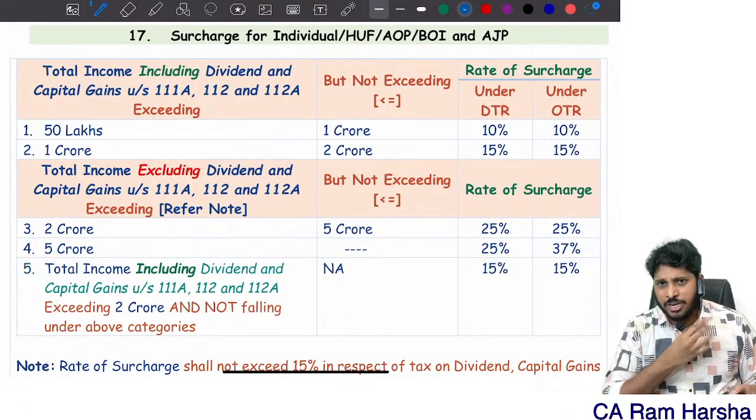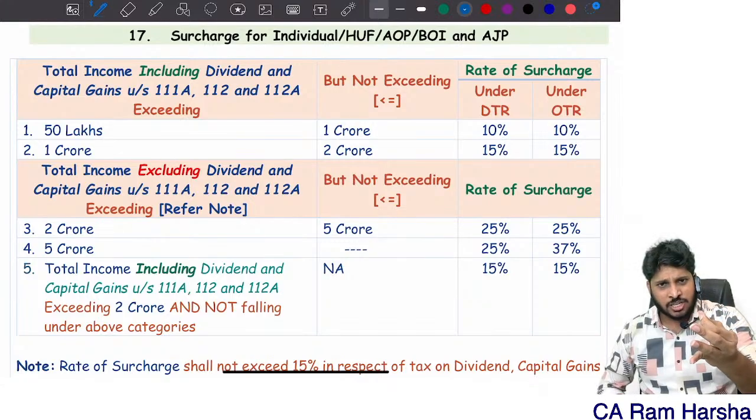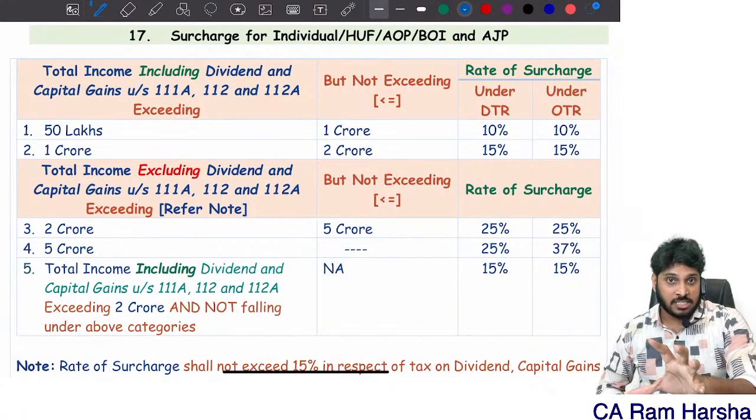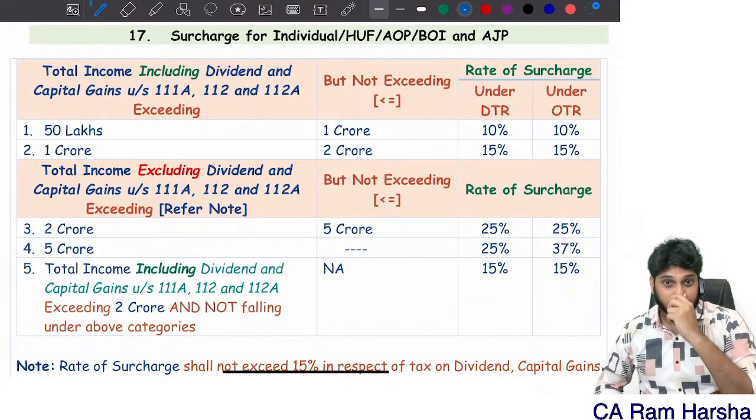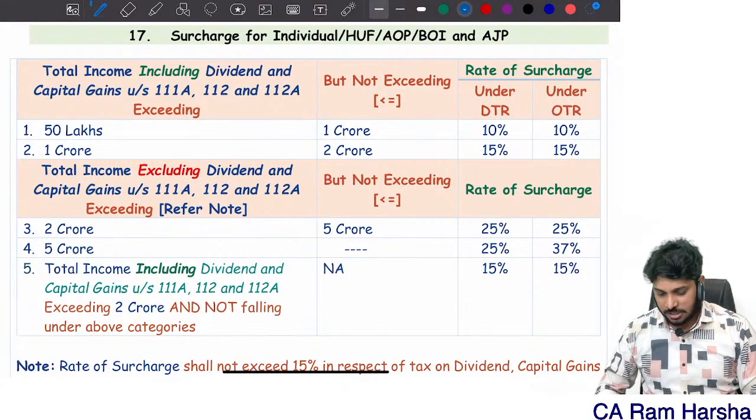Once this tax computation is over, surcharge, marginal relief, then agriculture income logic I will discuss. What is agriculture income? Rule 7, 7A, 7B, rule number 8, all that I will discuss. Okay, 1 minute.